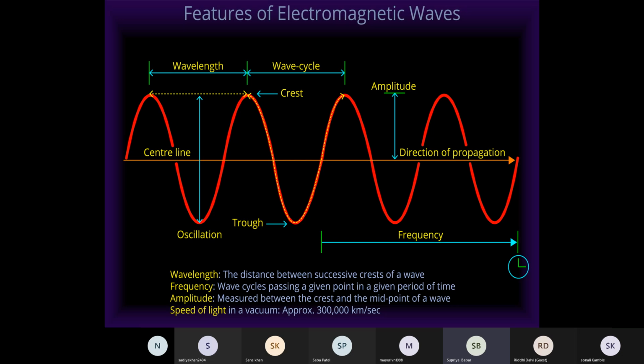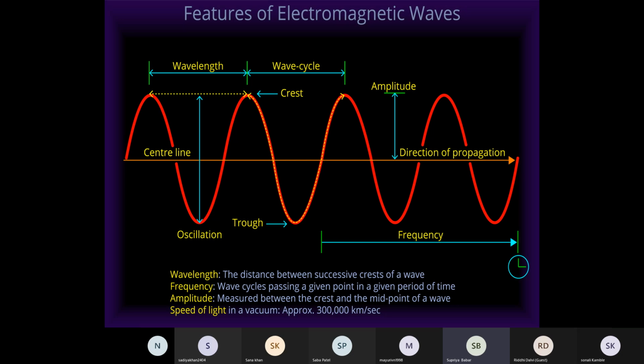And the frequency is the number of complete cycles per second. It means how many cycles that wave completes per second. Per second में वो कितने cycles complete होते हैं? That is the frequency. See, frequency is nothing but the wave cycles passing a given point in a given period of time.